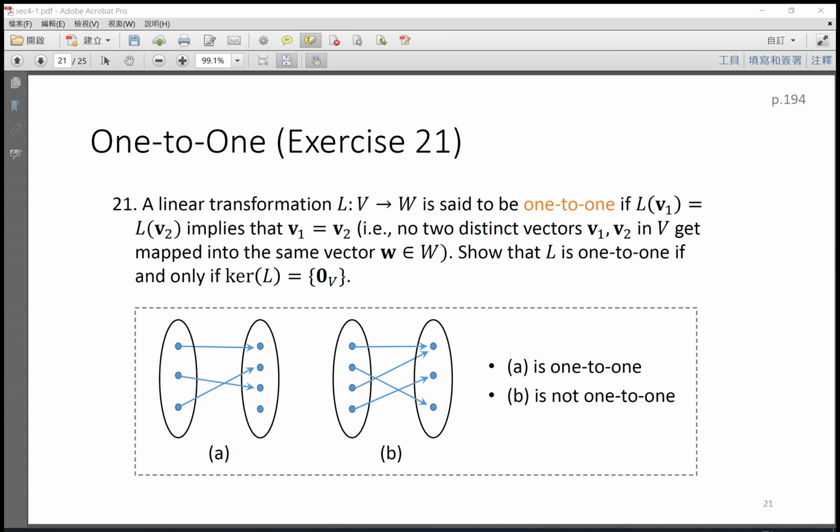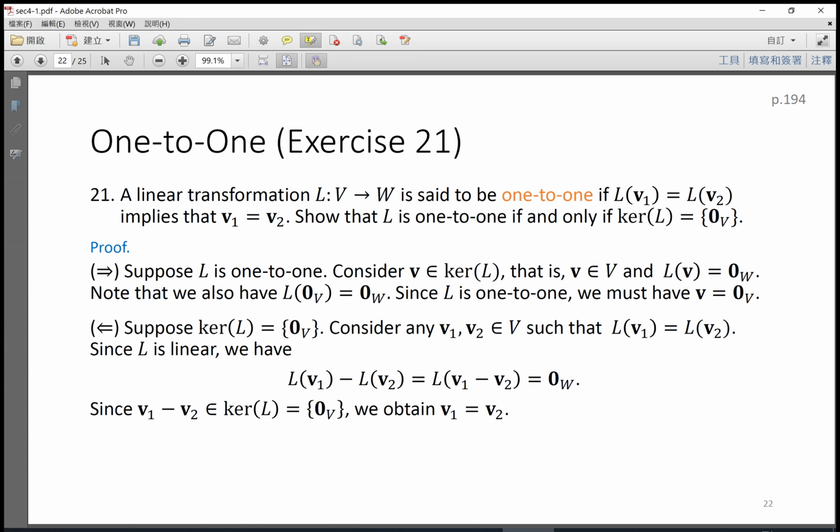In the next slide, we will show L is one-to-one if and only if kernel of L equals the set of 0V. That is, kernel of L is the set of a single element, and the single element is the zero vector in V. The proof has two parts, the if part and the only if part. To prove the only if part, we suppose L is one-to-one, and our goal is to show kernel of L equals the set of 0V.